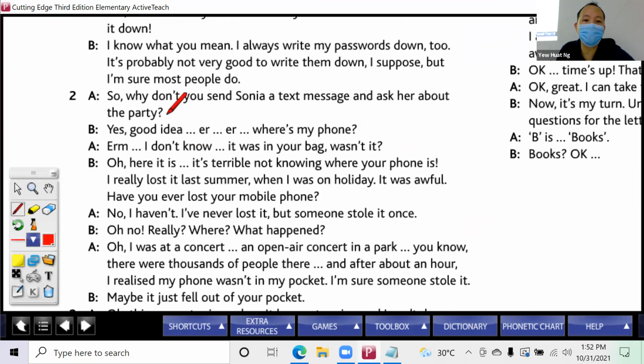Why don't you send Sonia a text message? Remember, so has no meaning. It's just a sound. Listen to how when I speak English, I use a lot of so. So, do you notice that? It's the same, yeah. Good idea. Where's my bag? I don't know.